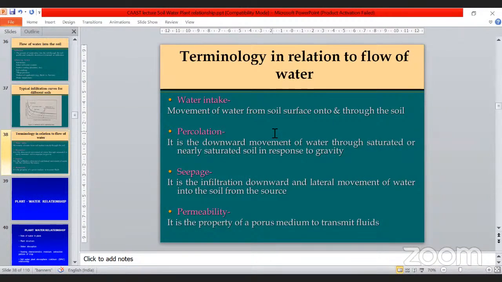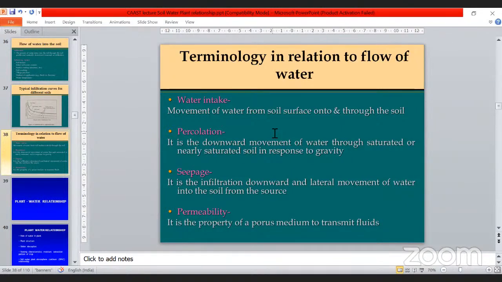Then percolation is the downward movement of water through saturated or nearly saturated soil in response to gravity. In the case of seepage, it is the infiltration, the downward and lateral movement of water into the soil from the source. Generally, whenever we are diverting any flow for our purposes, if the natural water doesn't rise up, you cannot get the proper support for that. Seepage is the infiltration, downward and lateral movement of water into the soil from the source.